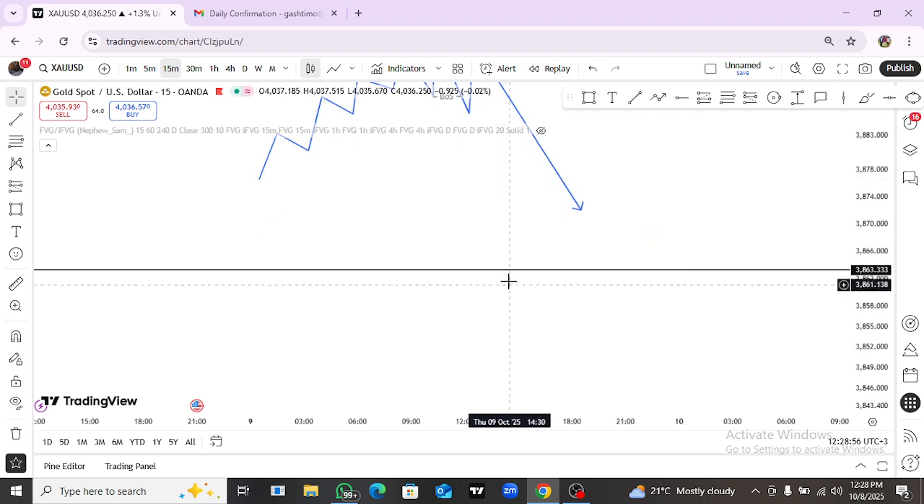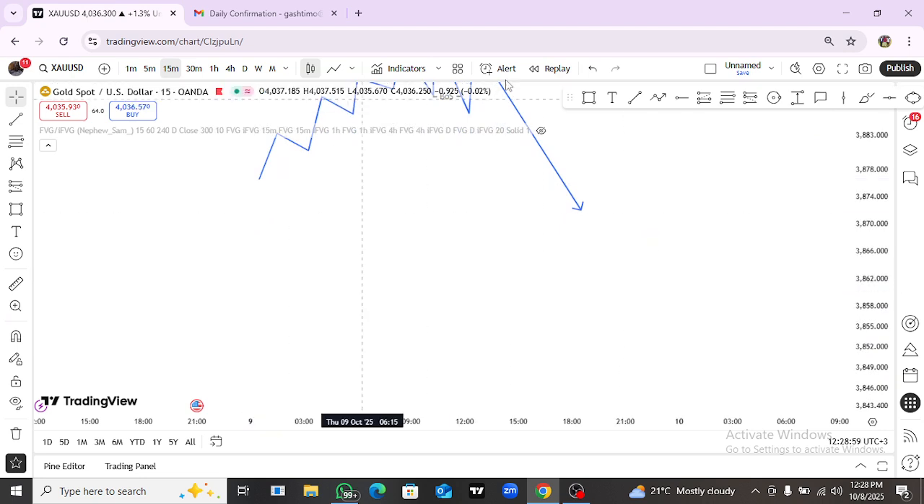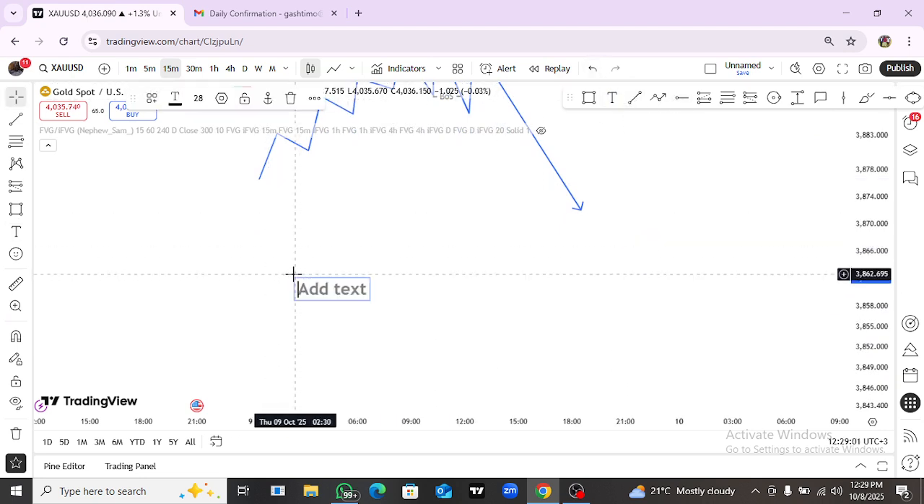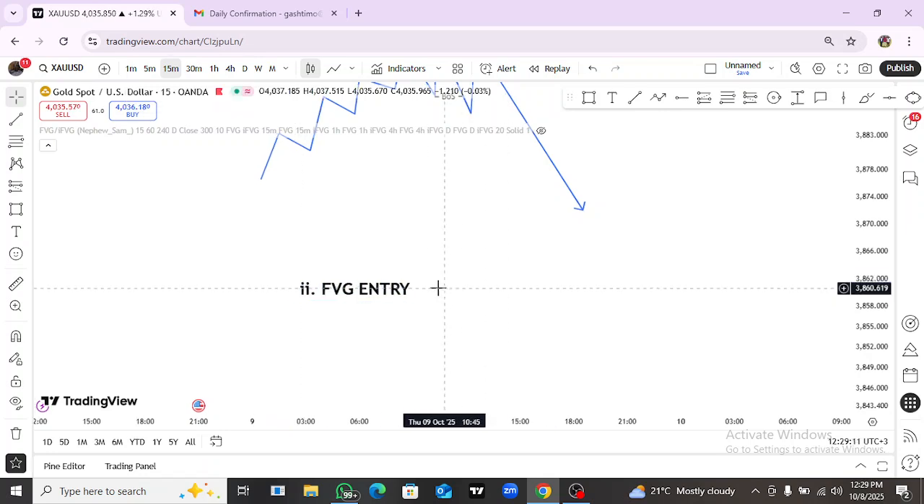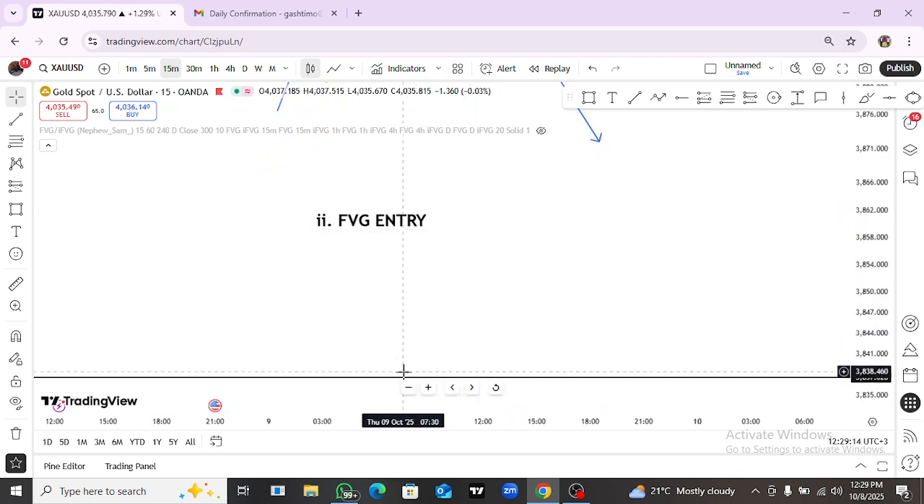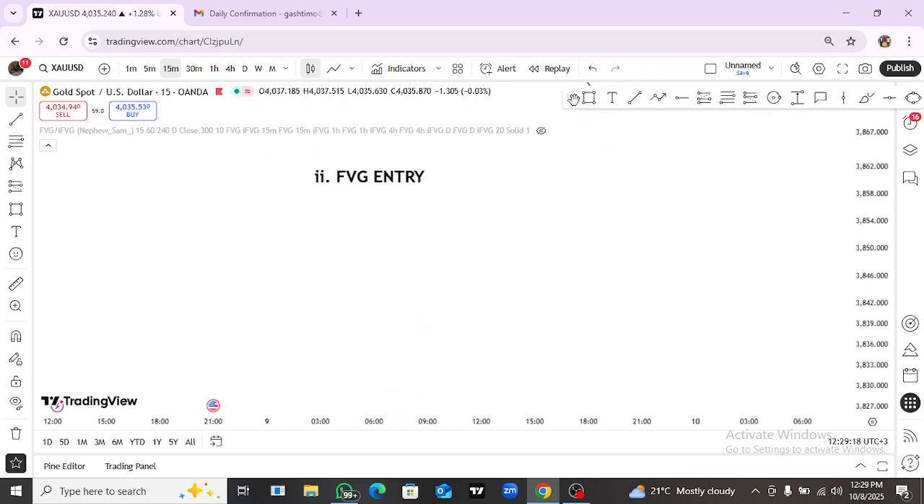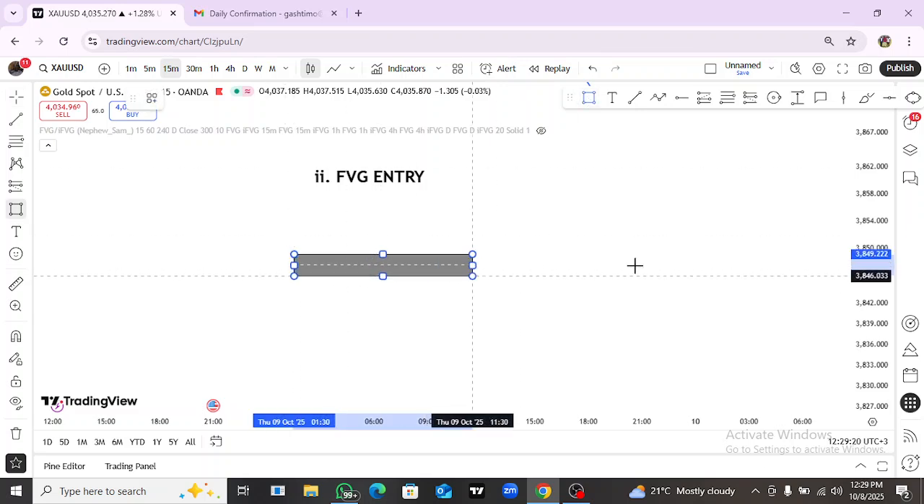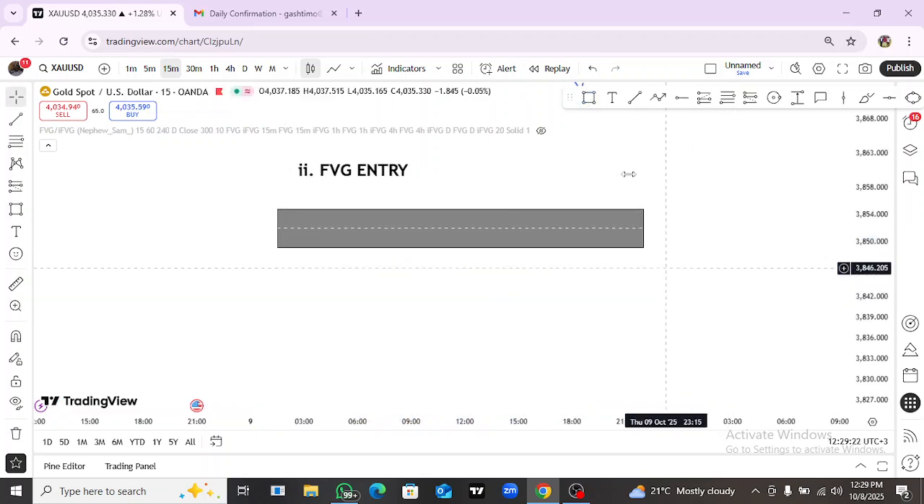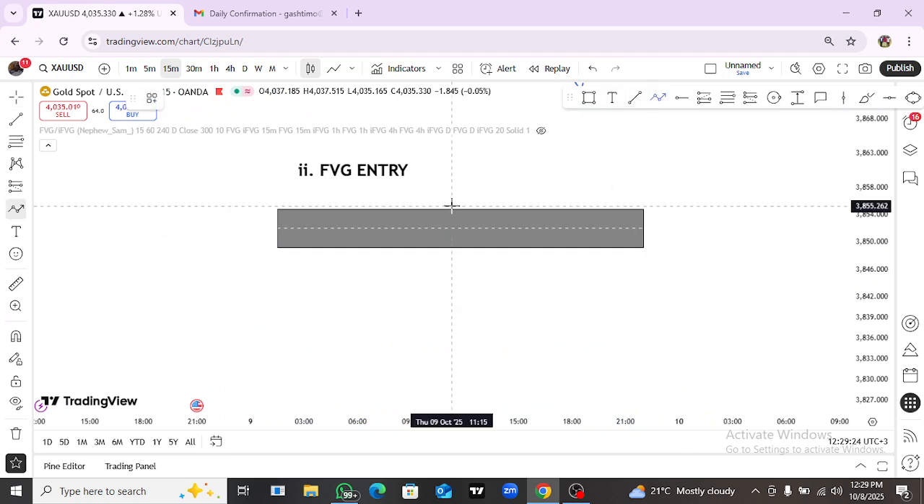Number two, we have what we call a fair value gap entry, okay. So for fair value gap entry, it's almost the same thing as an order block, but the only difference is that we are going to take our position from the fair value gap.